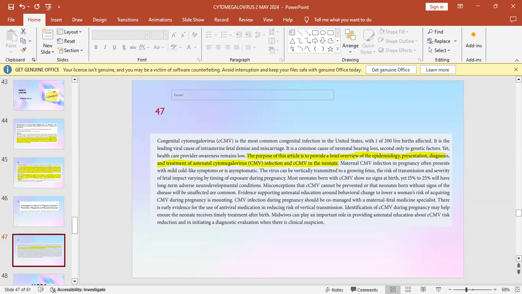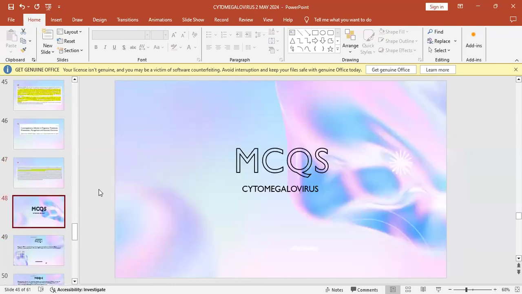Midwives can play an important role in providing antenatal education about cytomegalovirus risk reduction and in initiating a diagnostic evaluation where there is clinical suspicion of cytomegalovirus infection.